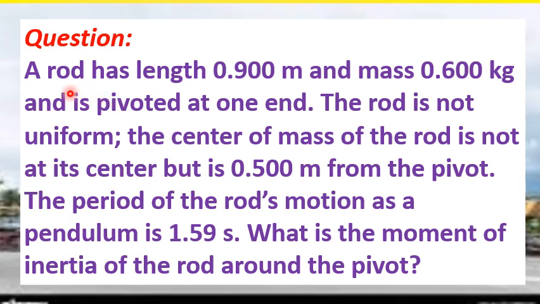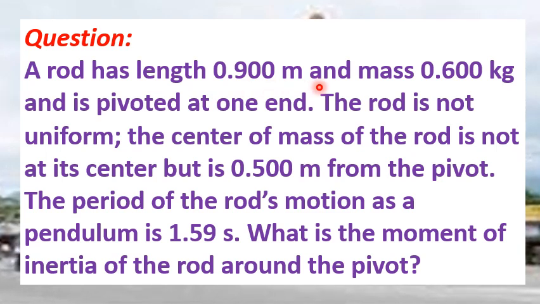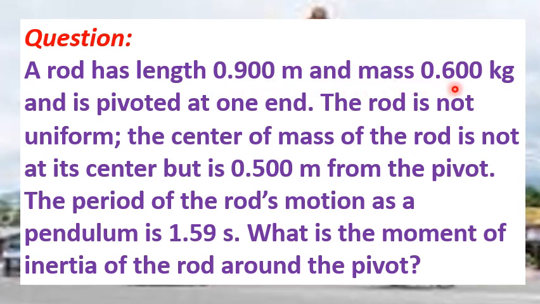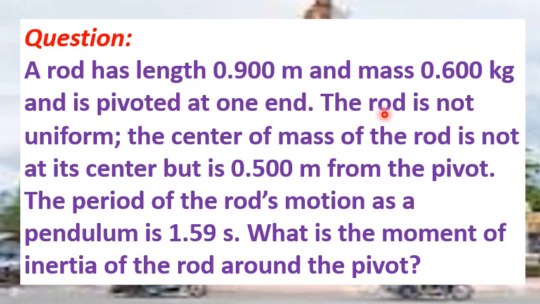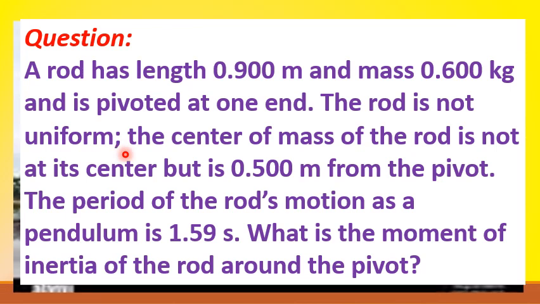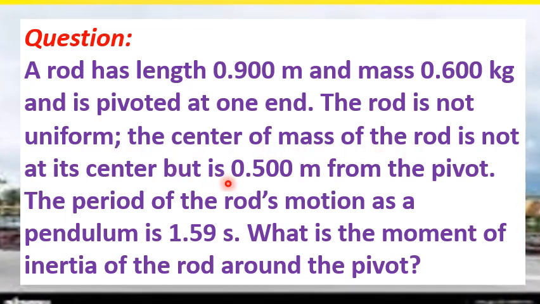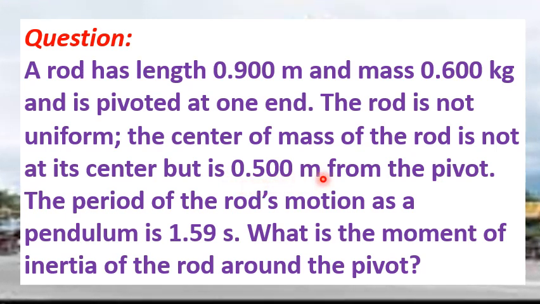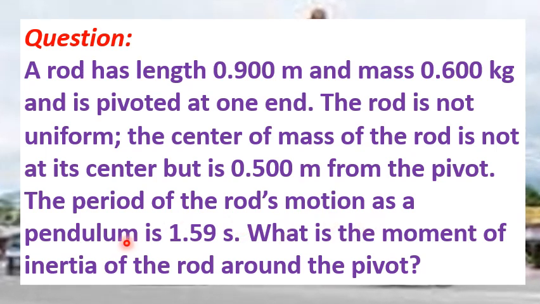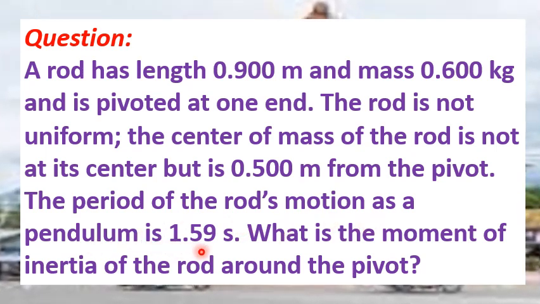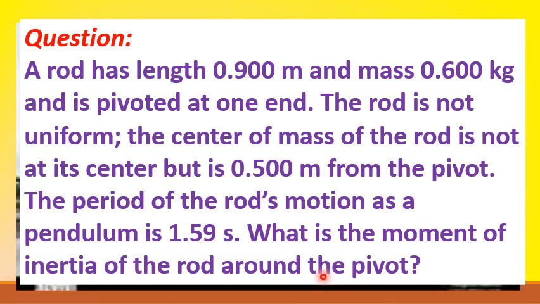The question is, a rod has length 0.900 meters and mass 0.600 kilogram and is pivoted at one end. The rod is not uniform. The center of mass of the rod is not at its center, but is 0.500 meters from the pivot. The period of the rod's motion as a pendulum is 1.59 seconds. What is the moment of inertia of the rod around the pivot?